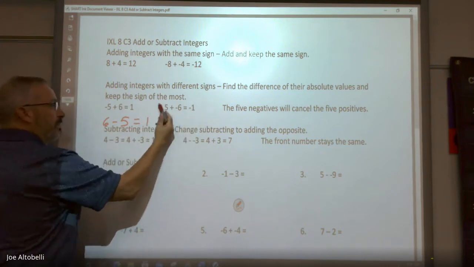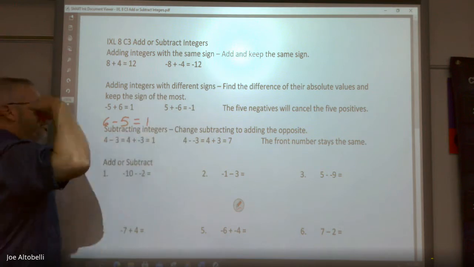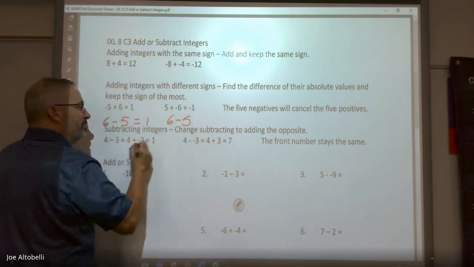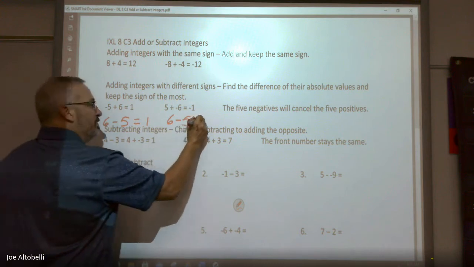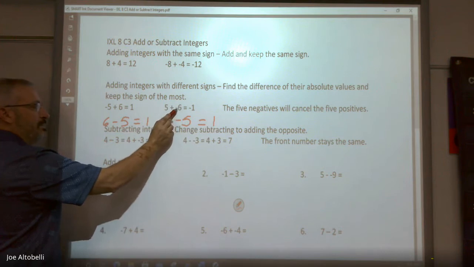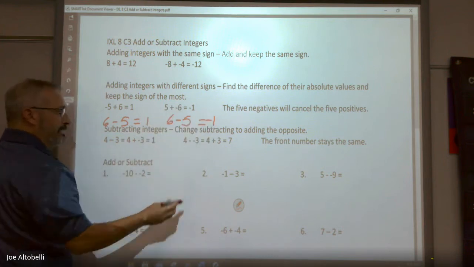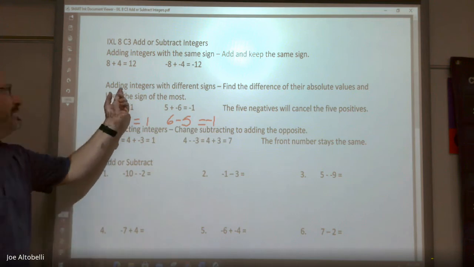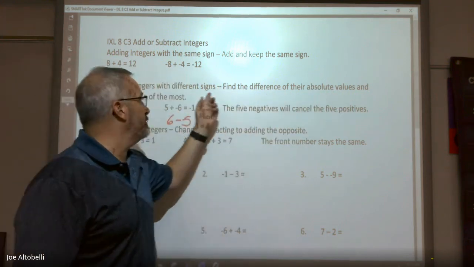Same thing over here. You're doing absolute values. You're finding the difference in their absolute values. You're doing 6 minus 5. Again, you're getting 1, but you have more negatives, so it's going to be a negative 1. Okay? That's what this is. By definition, this is what you're doing.